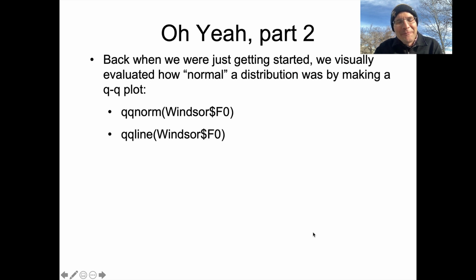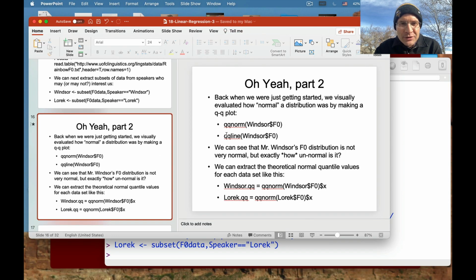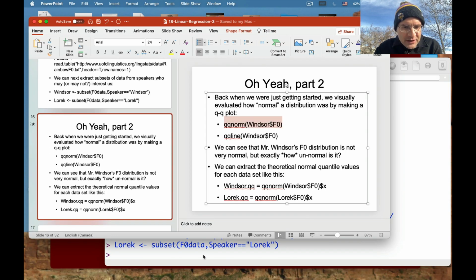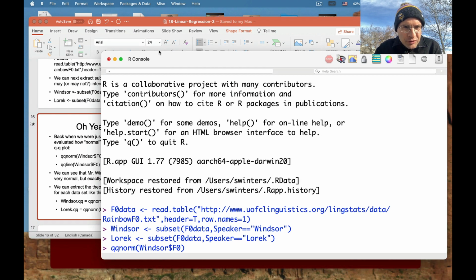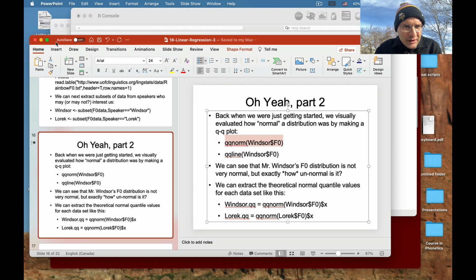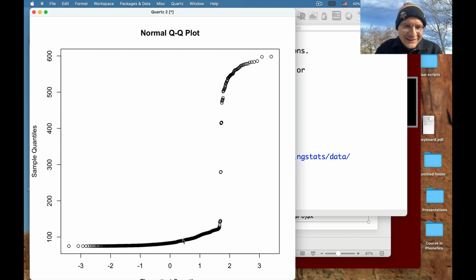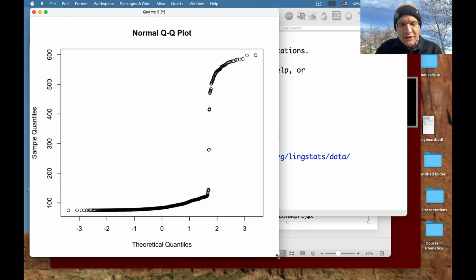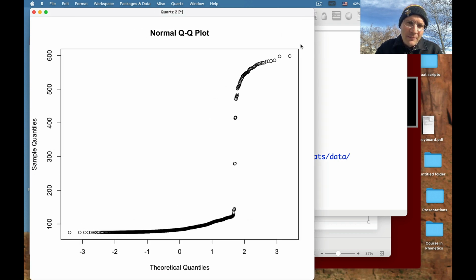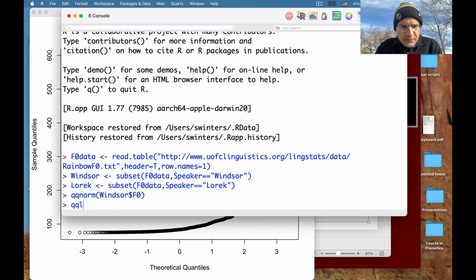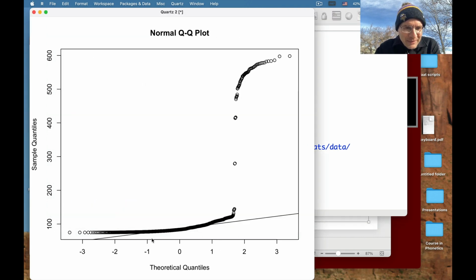So when we were just getting started, as I mentioned before, we visually evaluated how normal a distribution was by making a QQ plot, and this is the technique we used. So you use this qqnorm command. Maybe I'll put this up here, and I'll put the PowerPoint a little bit lower. qqnorm gives you this sort of plot of the data. And again, if the data were normally distributed, you'd expect this to fall on a straight line, kind of rising from the lower left to the upper right corner. And then you can draw the best fit line on top of that with the qqline command as well.